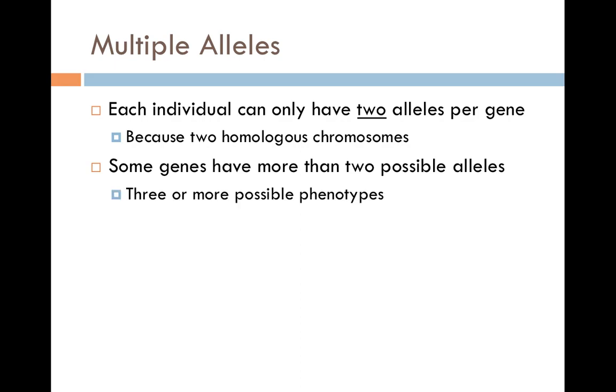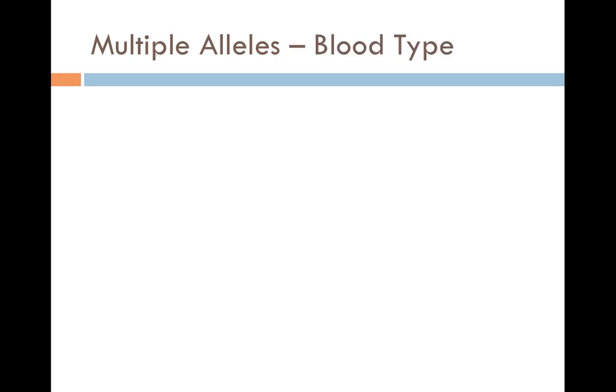It means that there's many possible alleles, and then that means that there are many possible phenotypes, at least 3 or more possible phenotypes for an organism for that particular trait. The one that we are going to look at is blood type. So if you have ever given blood, received blood, or just have gone to the doctor, sometimes they actually test you and they tell you your blood type.